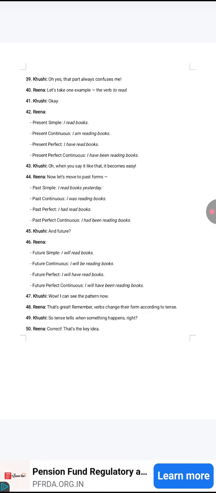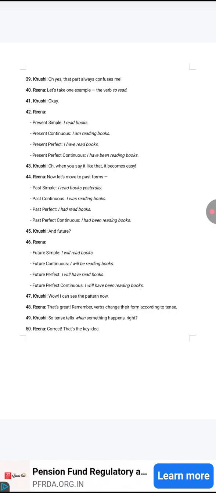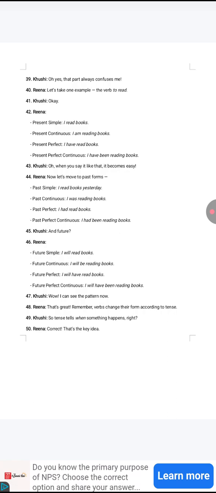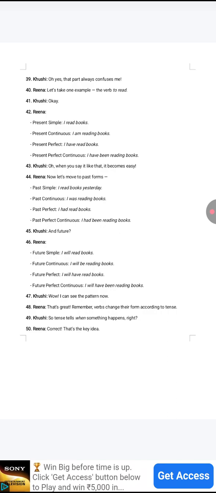And what about future? In the case of future tense, it also has four forms. First we have simple future, future continuous, future perfect, and future perfect continuous. I will read books. This is the example of simple future tense. Next we have I will be reading books. This is the example of future continuous.